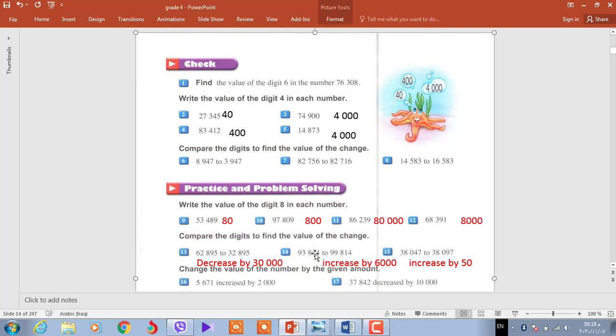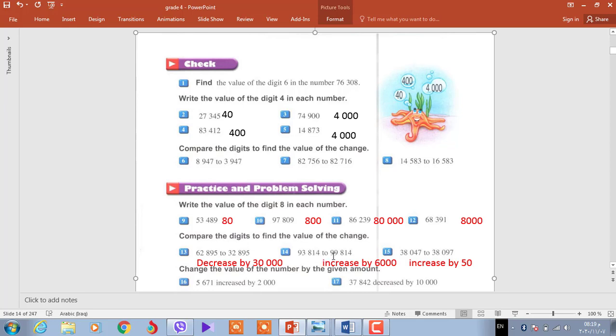In practice 13, I tell you to compare the digits, find the value of the change, whether decreased or increased, dear student. We have 62,000 changed to 32,000. Because we have 6 changed to 3, and this one is decreased, so by how many is it decreased? We have ones, tens, hundreds, thousands, 10,000, so this one is decreased by 30,000, dear student.